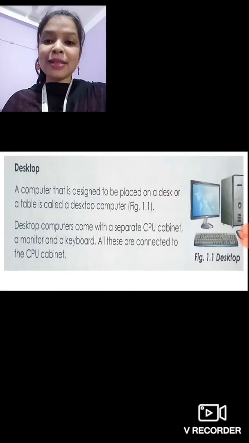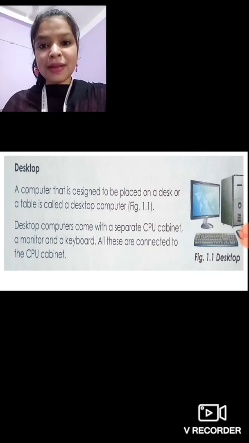Before starting the class, let me say again what a computer is. A computer is an electronic machine. It has made our work easier and faster. We also know that the parts of a computer require electricity to work. That is why it is known as an electronic machine.